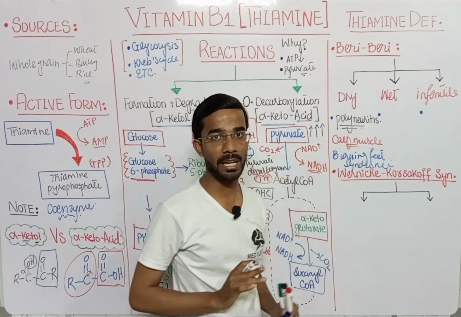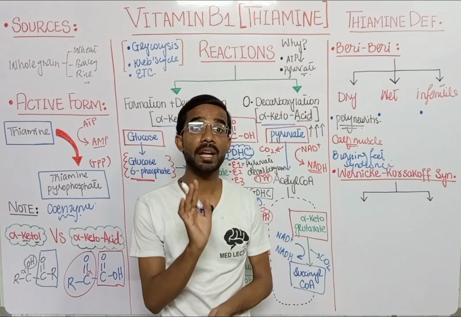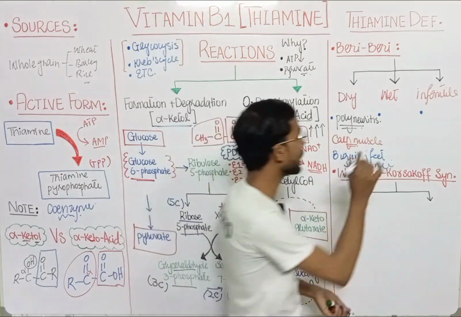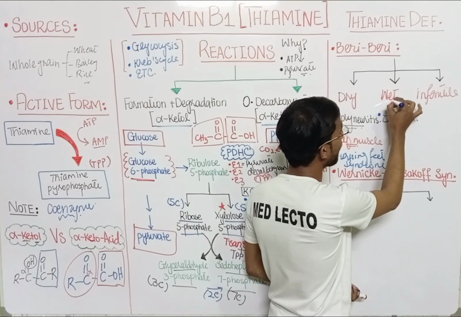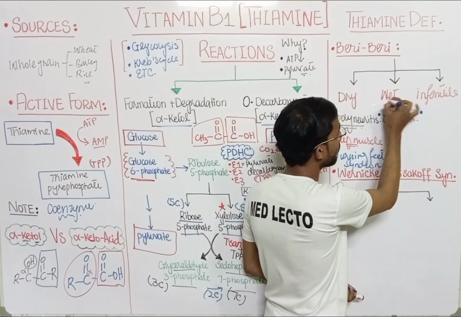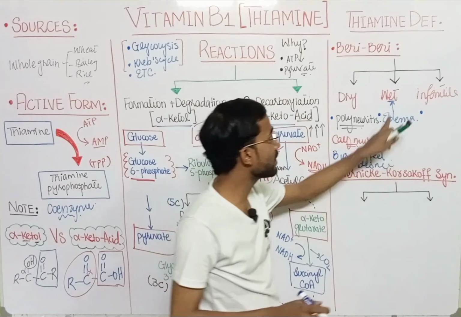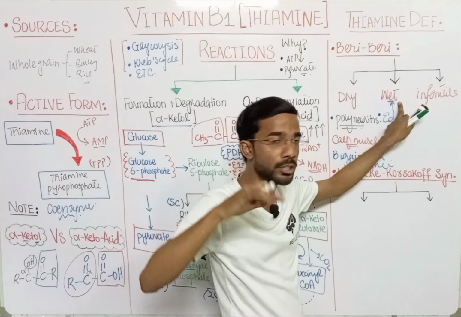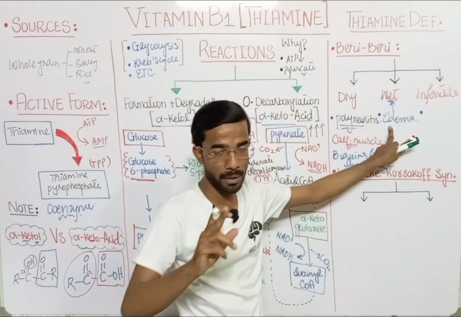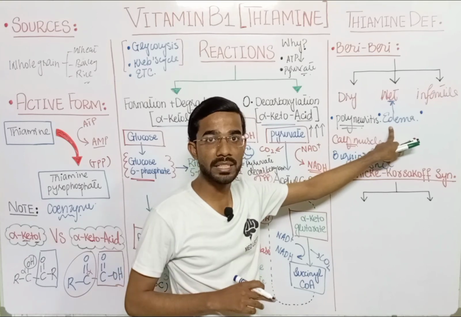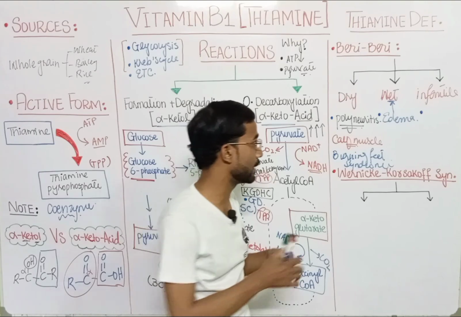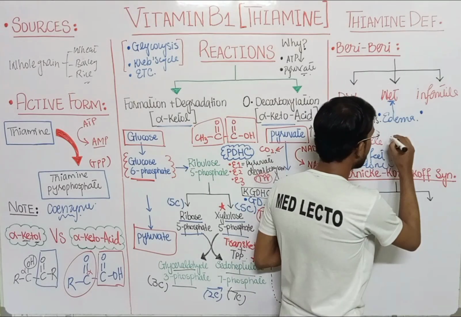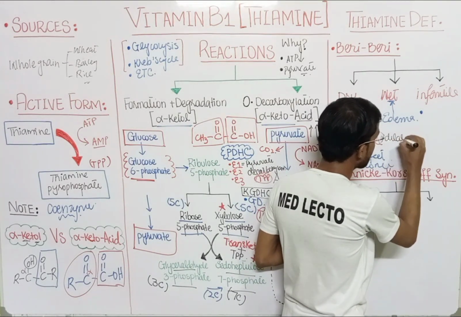Next is wet Beri Beri. In wet Beri Beri you will see edema. You can remember that in wet there is the letter E, and that E will remind you that it is related to edema. Why does edema happen in this case? Due to dilated cardiomyopathy.